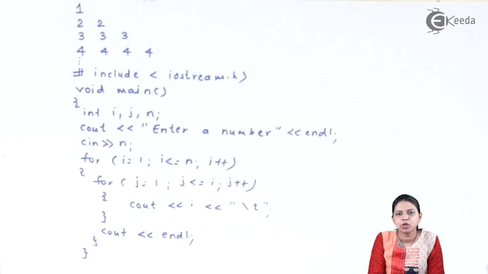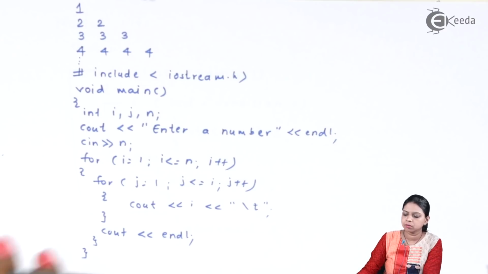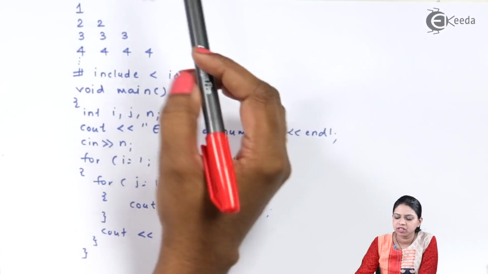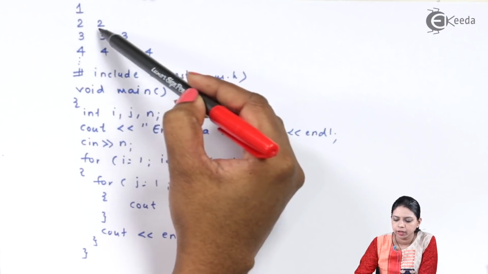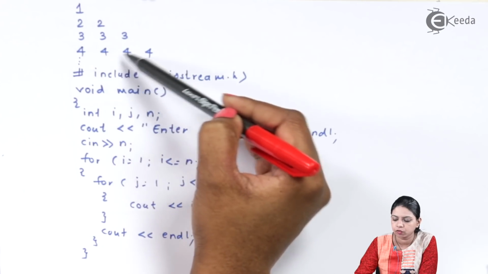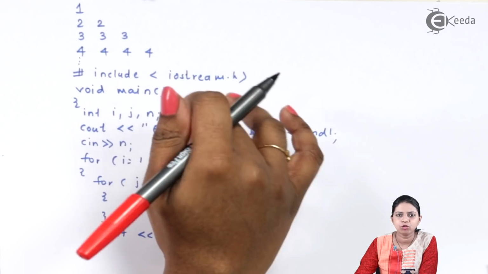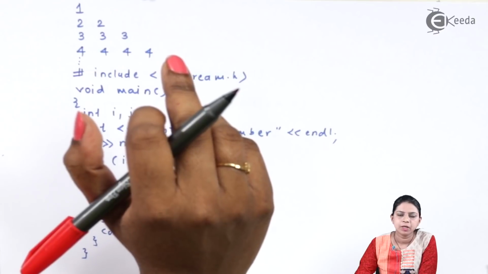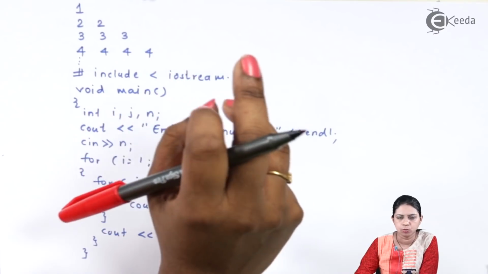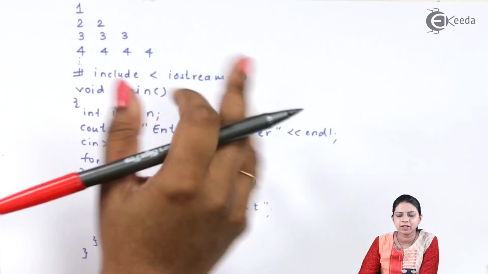Now this kind of program also comes in the exam where you have to print patterns. Now what does printing the patterns mean? If you see this example, you have to print the pattern like this: 1, then 2 2, then 3 3 3, then 4 4 4 4. So in this case you have to use a loop. You have to use a nested loop. Nested loop means what? One loop inside the other loop.